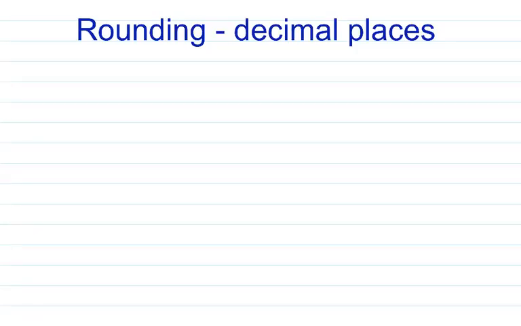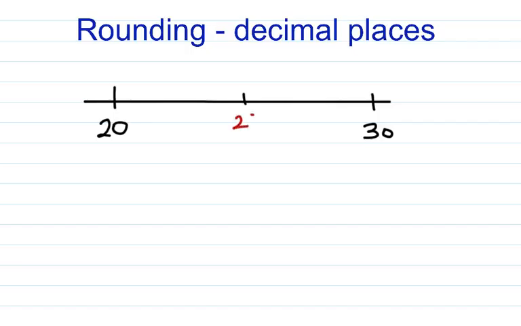Alright, a little bit about rounding. First of all, I'll just do a quick recap using my little number line here. Let's just say I'm going to put a 20 there and a 30 here. So obviously in the middle we'll expect 25 to be.